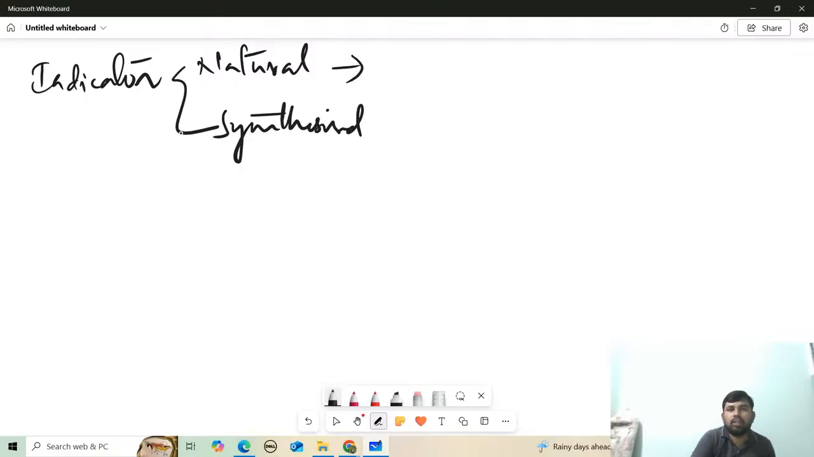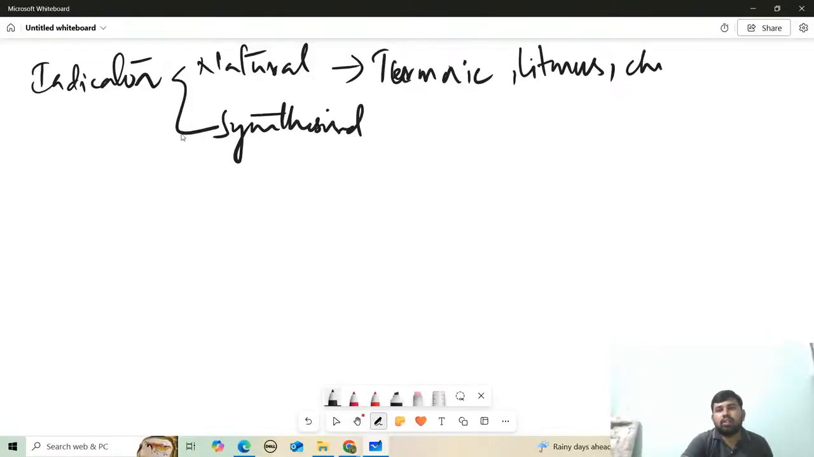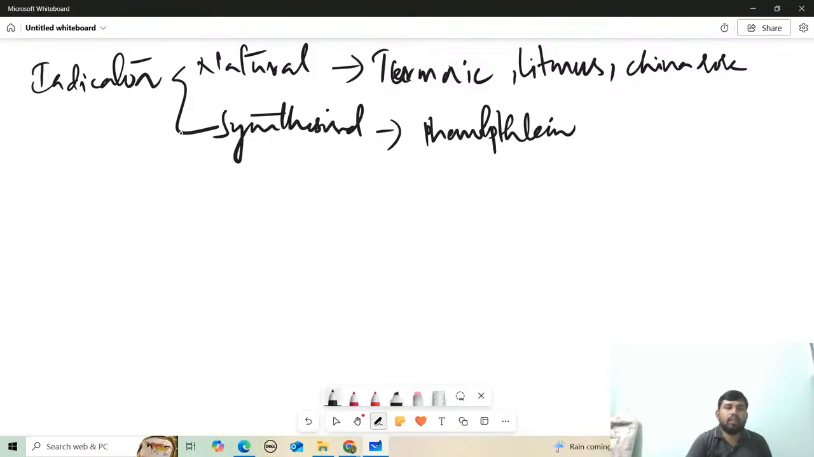Again, we discussed turmeric, after that litmus, and after that I think the China rose indicator. Again, we discussed the phenolphthalein indicator. The second one is methyl orange. Methyl orange indicator. Okay.